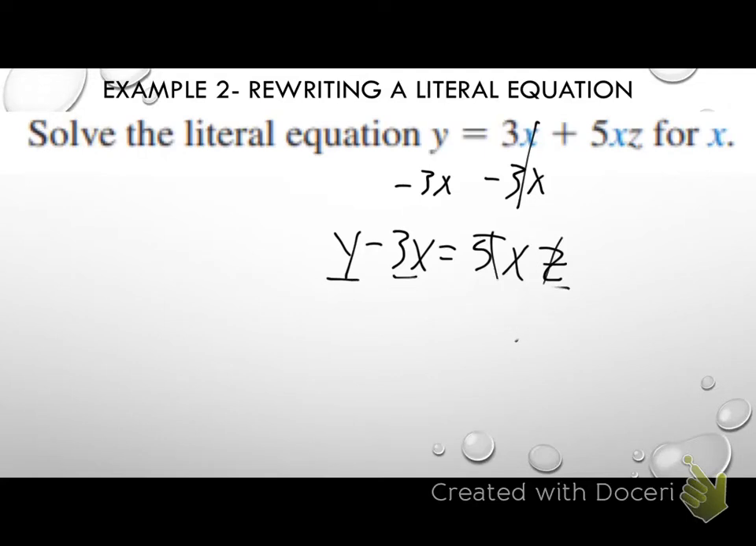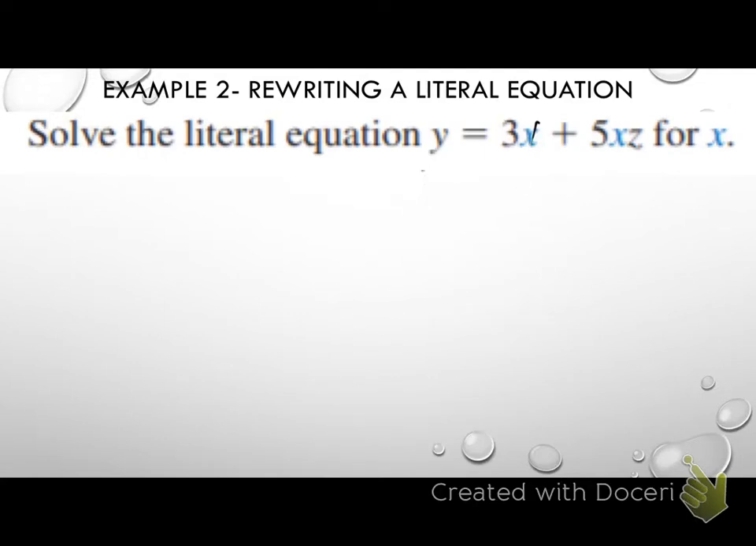Can you not do it? No, we can do it. Do we have like terms here? No, if that 3x had a z with it, then they would be like terms, but it doesn't.